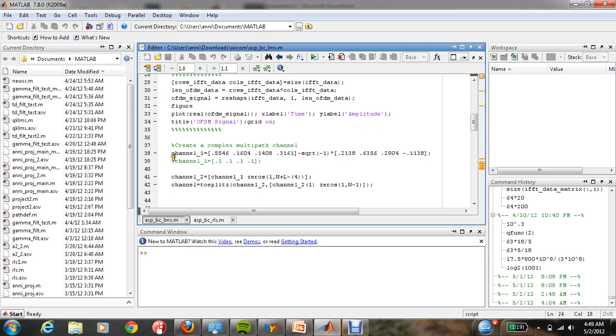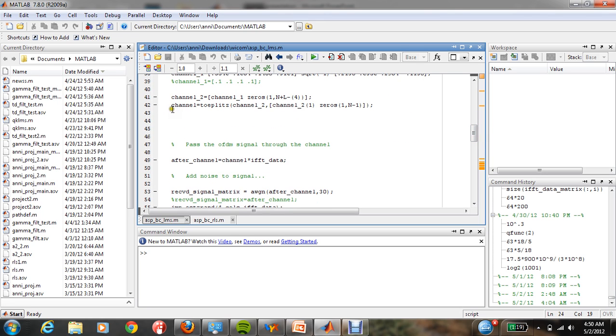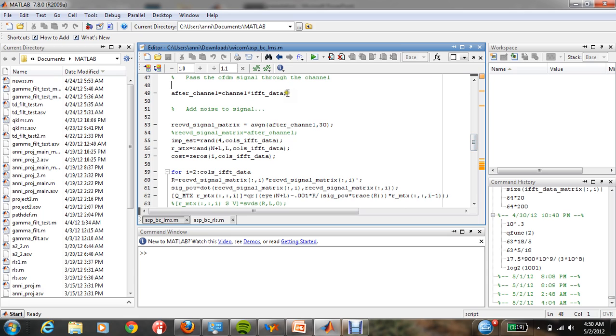So this is the channel to be estimated: 0.5546 plus 0.1604, 0.1408, 0.3161 minus j0.2138, 0.6356, 0.2904 minus 0.1138. Toeplitz structure of the channel is obtained in this equation. Now the modulated data is passed through the channel in this equation, and additive white Gaussian noise is added in this equation at an SNR of 30 dB.